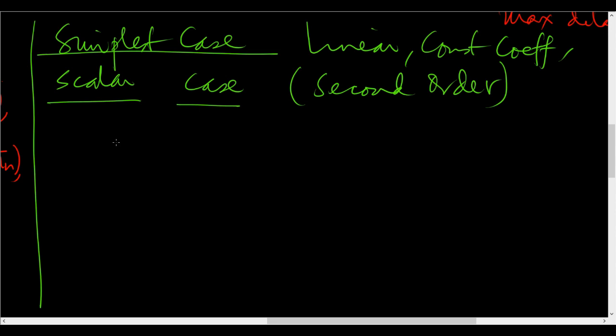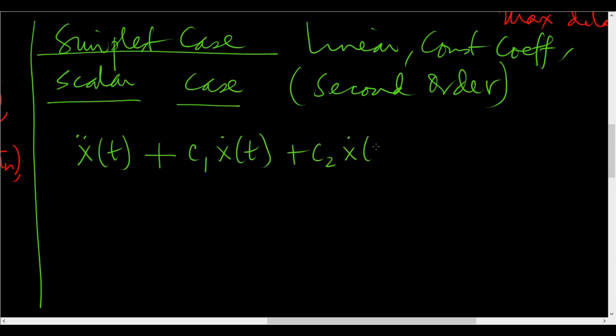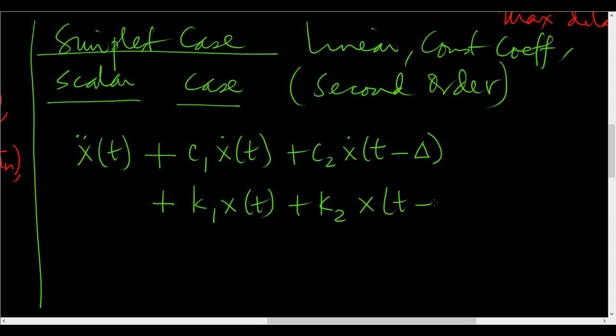But let me write it like this. Let me say x double dot at time t plus c1 x dot at time t plus c2 x dot at time t minus delta, where I use delta as a delay and only a single delay, plus k1 x at t plus k2 x at t minus delta equals 0.